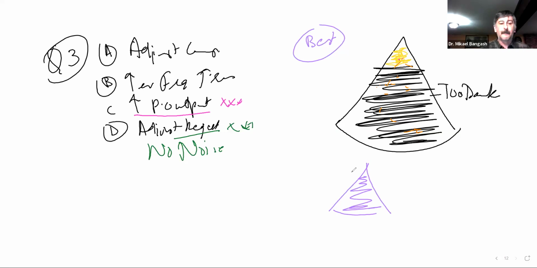Did that make sense? Yes. Okay. Then, for instance, things such as increase your amplification or increase the power output. Either of these would have been the right answer, because that would have been the best option.